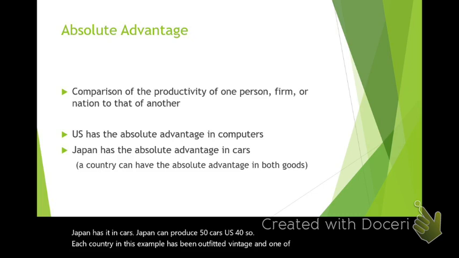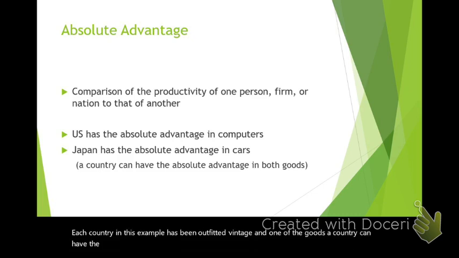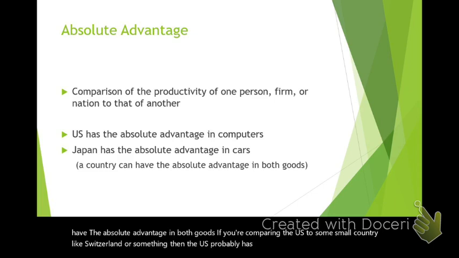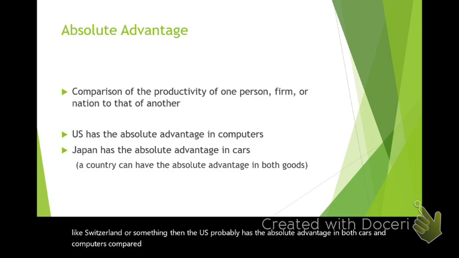A country can have the absolute advantage in both goods. If you're comparing the U.S. to some small country like Switzerland, then the U.S. probably has the absolute advantage in both cars and computers compared to Switzerland, just because they're a much bigger country with more resources. So it's possible to have the absolute advantage in both goods.